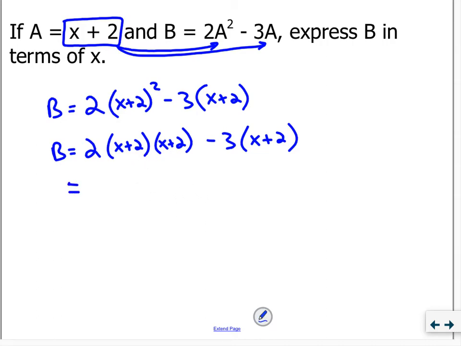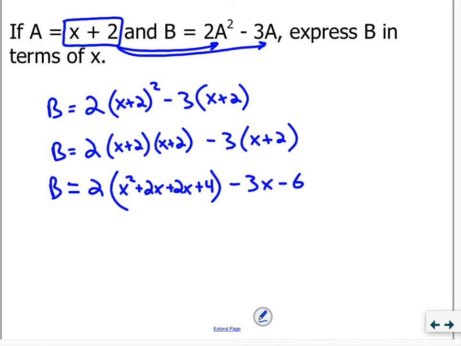So I'm going to get 2 times, let's see, x times x is x squared plus 2x. Distributing the 2 now. And let's also distribute out here too. Negative 3x minus 6. I got one more time to distribute. Let's put that 2 through there now. If you wanted to combine like terms first, you could. I'll combine them in a second.